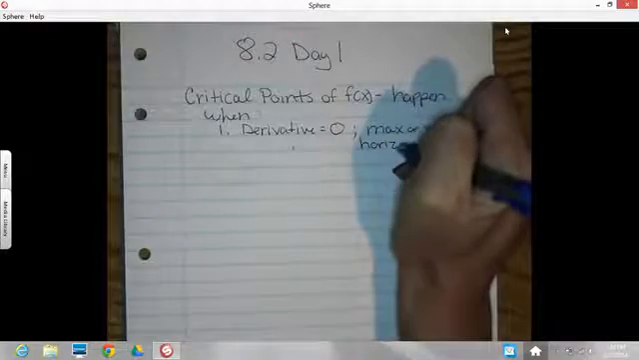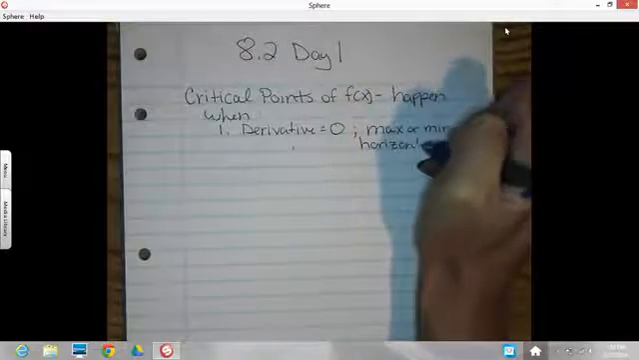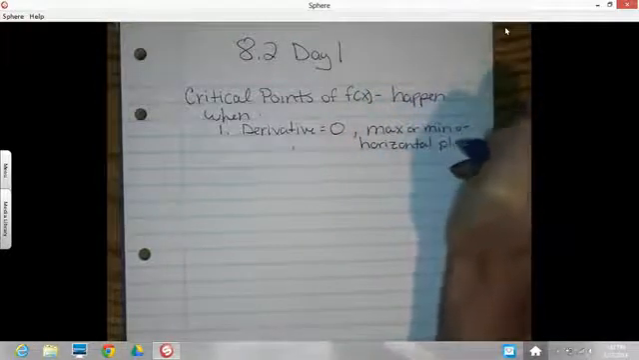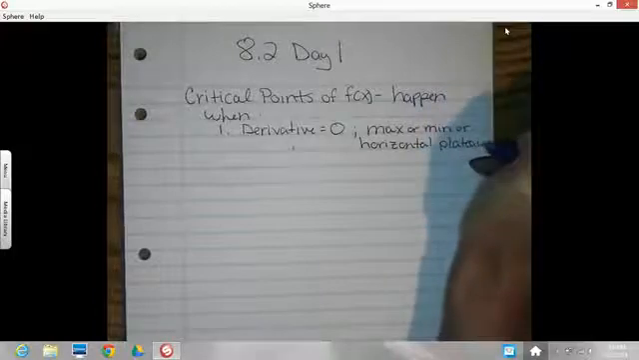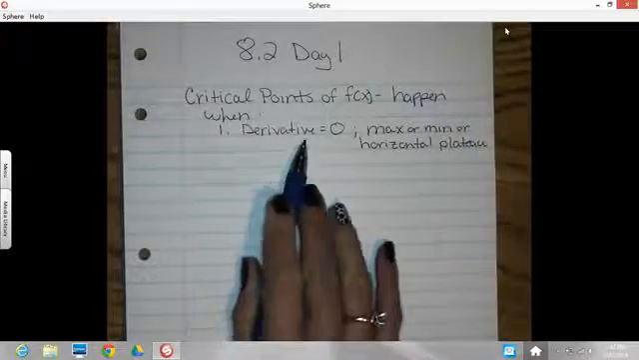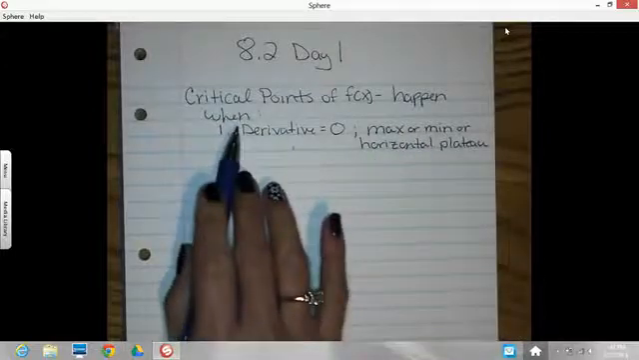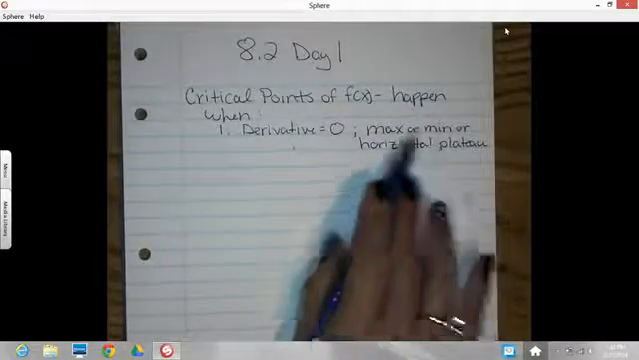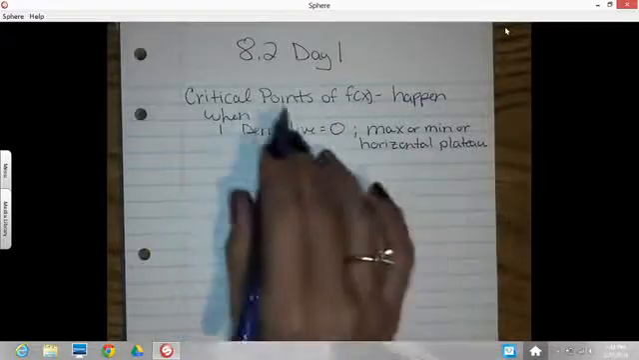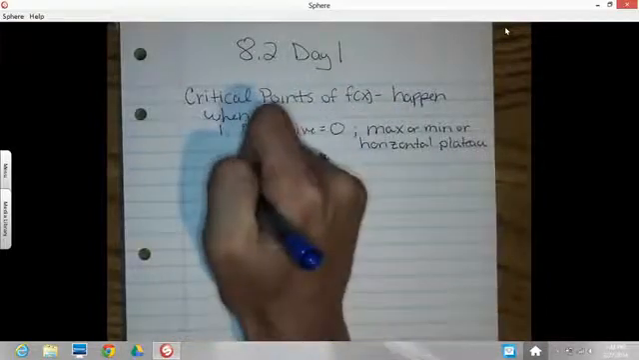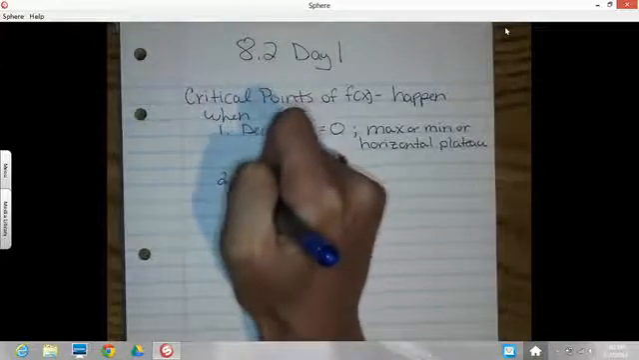And I'll show you one of those in a minute. So that's the only time the derivative is going to equal 0, at a max, a min, or horizontal plateau. So there will be, obviously, those are 3 critical points. Critical points also happen when the derivative is undefined.